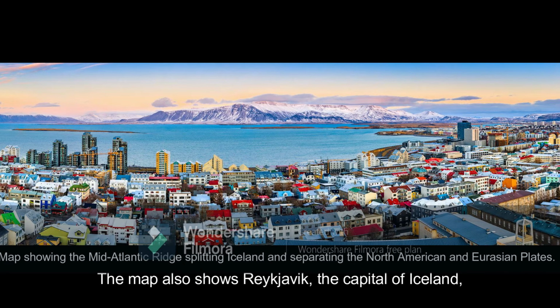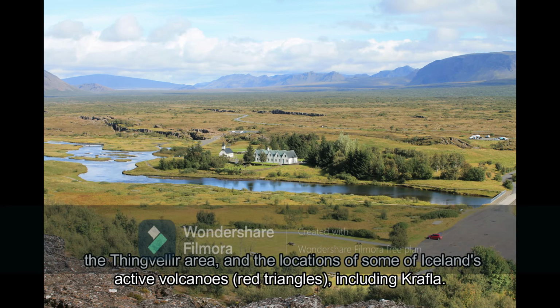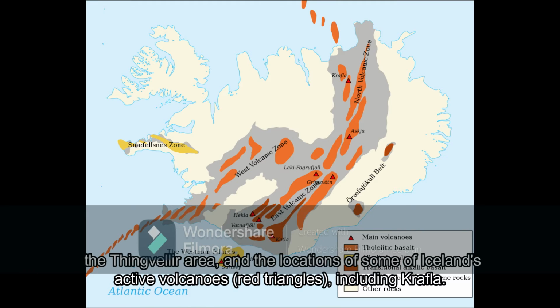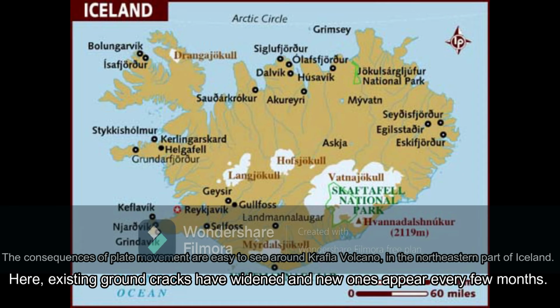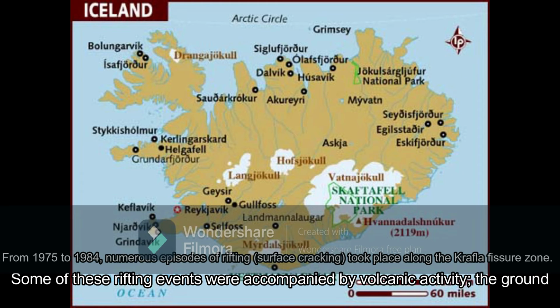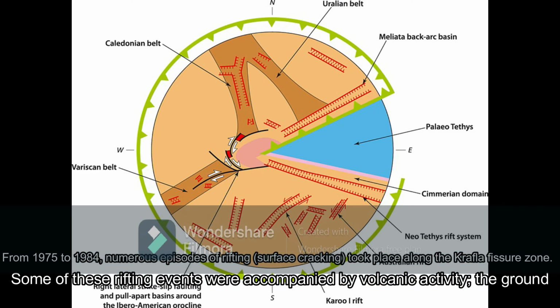The map also shows Reykjavik, the capital of Iceland, the Thingvellir area, and the location of some of Iceland's active volcanoes, including Krafla. The consequences of plate movement are easy to see around Krafla volcano. In the northeastern part of Iceland, existing ground cracks have widened and new ones appear every few months. From 1975 to 1984, numerous episodes of rifting took place along the Krafla fissure zone.